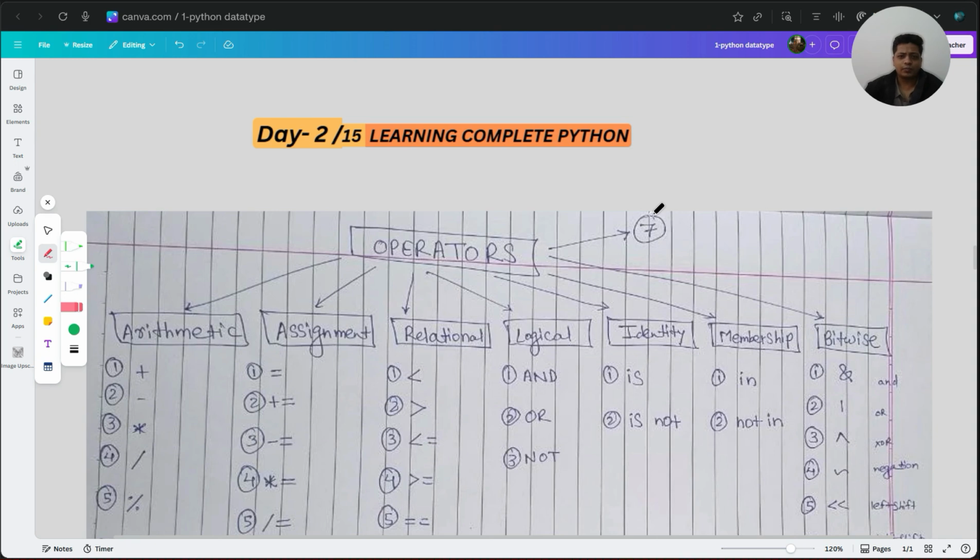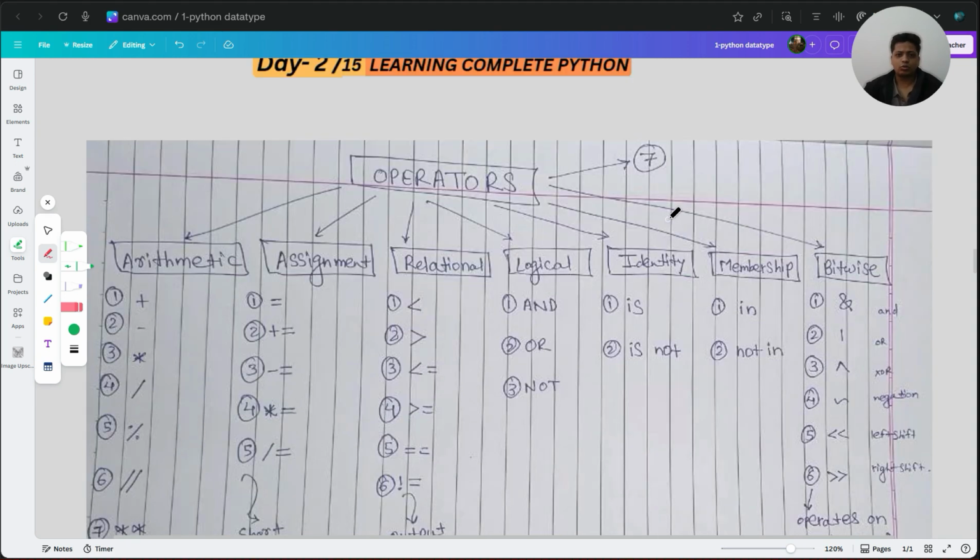Today is day 2 of learning complete Python. Yesterday on day 1 we completed variables and data types in Python. So today we are going to complete the operators concept in Python.